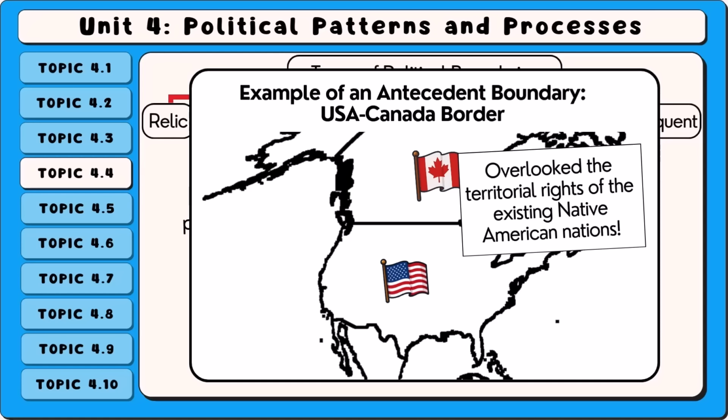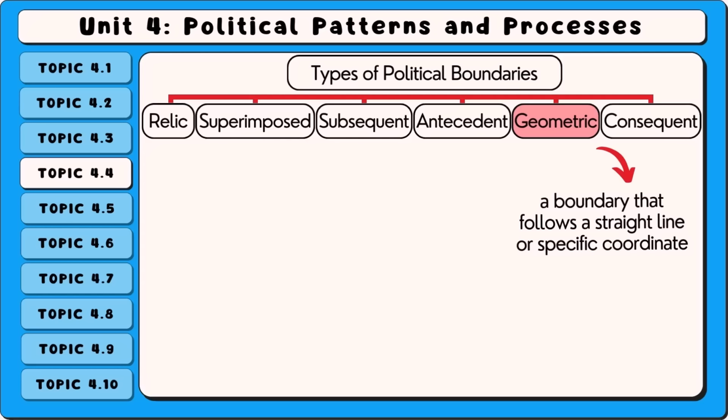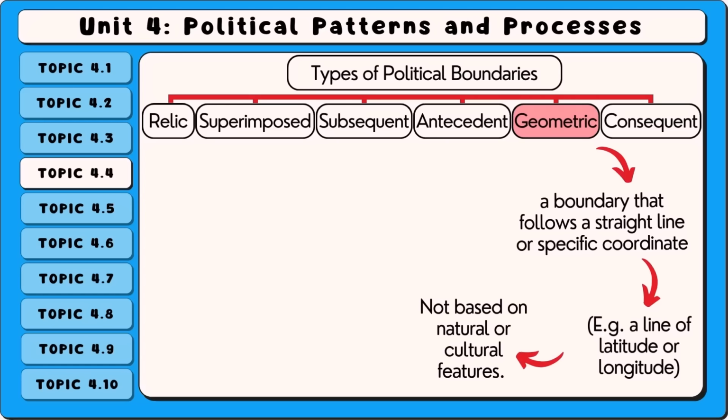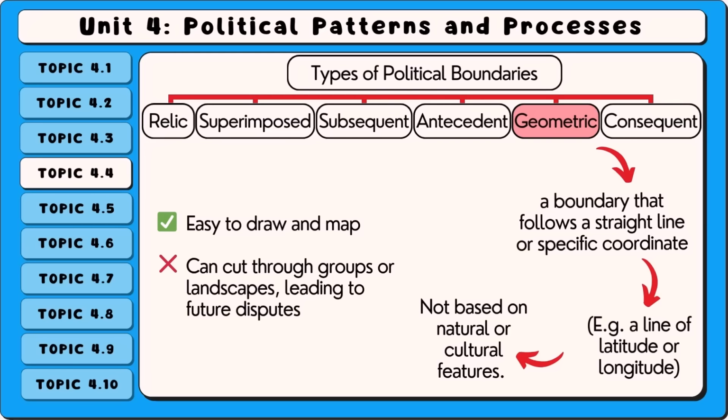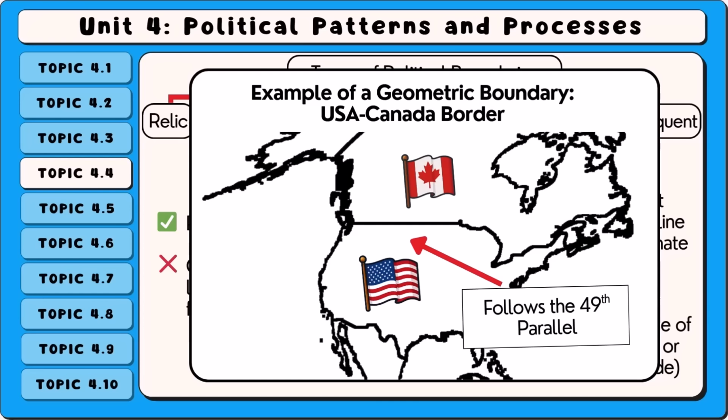A geometric boundary is a boundary that follows a straight line or specific coordinate, such as a line of latitude or longitude. These boundaries are not based on natural or cultural features. While geometric boundaries are easy to draw and map, they can cut through groups or landscapes, leading to future disputes. I just stated that the border between the United States and Canada is an antecedent boundary, but it's also a geometric one. You can see on this image that it is a long, straight line. This is because it follows the 49th parallel.